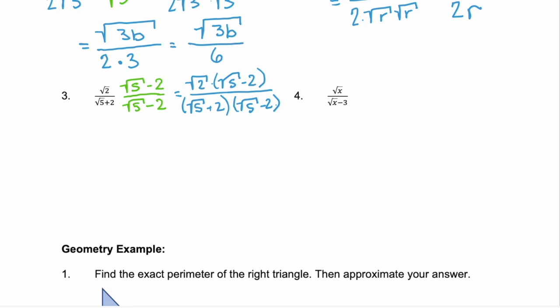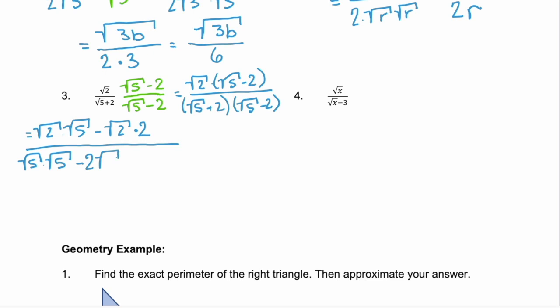In the numerator, we just have to distribute the square root of 2. So we have the square root of 2 times the square root of 5 minus the square root of 2 times 2. But the denominator we need to FOIL. So the first terms, we get square root of 5 times square root of 5. The outer terms, we get minus 2 times the square root of 5. The inner terms, plus 2 square root of 5. And then last, we get plus 2 times negative 2, or minus 4.